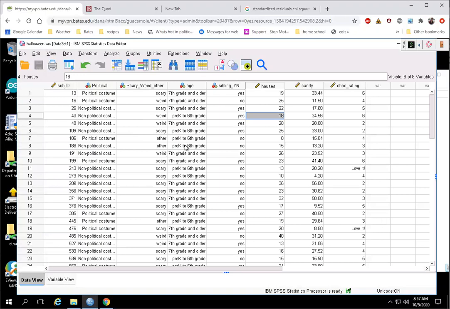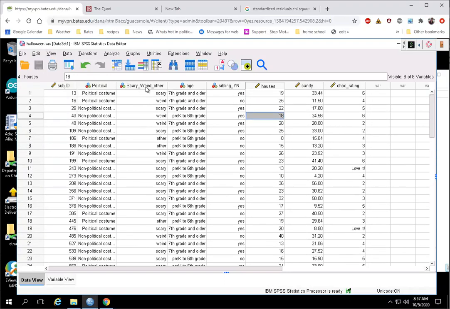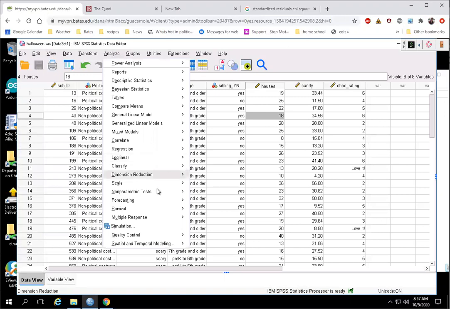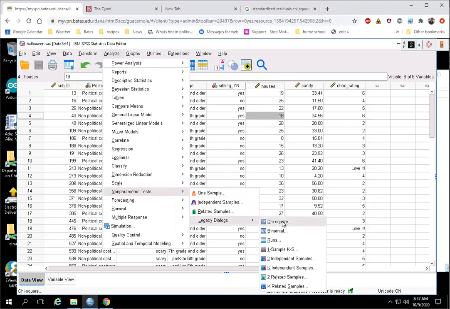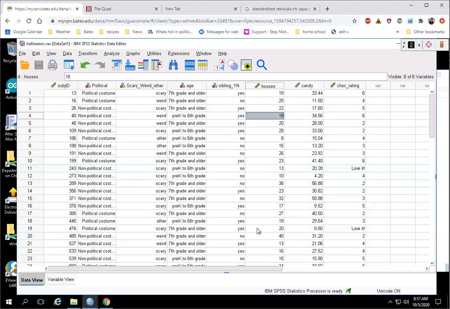So to do the one-way equiprobable chi-square, we're going to see if the 50 people that we have in this data file, if people's costume types are distributed equally among these three different categories. So we go to Analyze. It's a non-parametric test, and we prefer the Legacy Dialogs. So we're going to choose Chi-Square here. And we find our type of costume variable, pull it over. And all the defaults here are set for an equiprobable chi-square. So we can get that set up there and just choose OK.